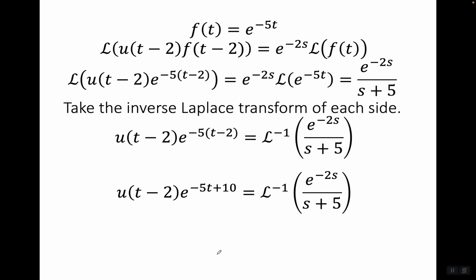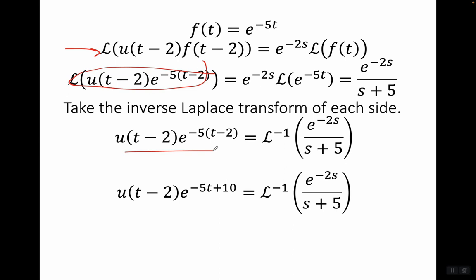Plug that into the formula above. In other words, plug it into this formula. And here's what we end up with. Laplace transform of u of t minus 2, e to the negative 5 times (t minus 2), because we're not evaluating just f of t, we're evaluating f of t minus 2, equals e to the negative 2s times the Laplace transform of e to the negative 5t. That is, in other words, e to the negative 2s over s plus 5. And now, we're just going to take the inverse Laplace transform of each side. This is awesome, because that's the Laplace transform of stuff. So the inverse Laplace transform of that is just going to be stuff, okay?